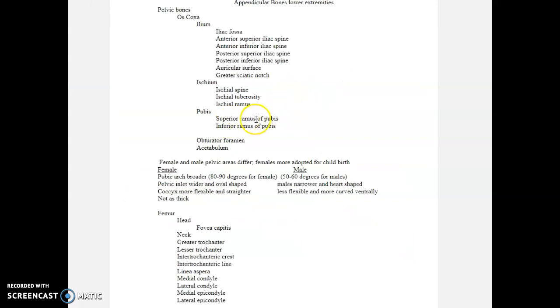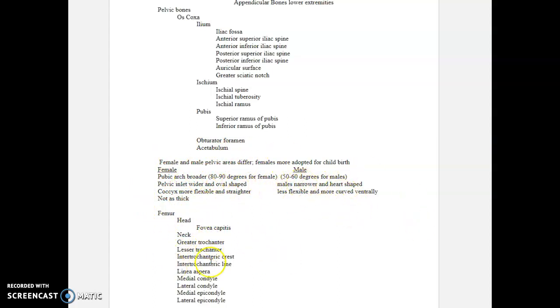Okay, so we saw the superior ramus of the pubis, the inferior ramus of the pubis, the obturator foramen, the big hole in the bottom portion, the acetabulum, which literally means vinegar cup. Of course, that's where the femur fits into it. I've already gone over these differences in males and females in the previous video.